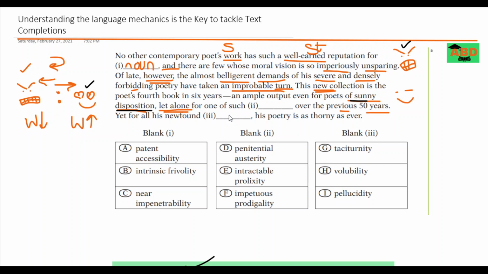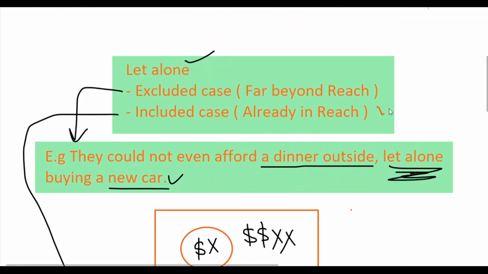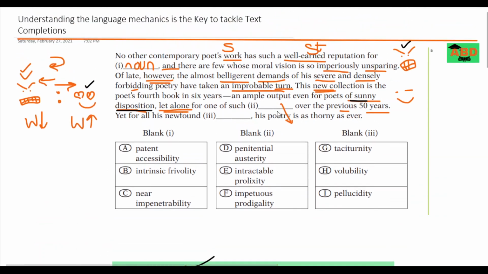So let alone tells me what's going to come in the blank. The blank is going to have something to the effect of something he already is, or something which is already included. It is the second case, if you come down over here, the included case in which one thing is already within reach. So I'm going to write something to the fact of, hey, what are the two ideas previously? Well, the fact that he is harsh and the fact that he was writing not too much, writing quite less over the previous 50 years. So this is talking about the past over here.